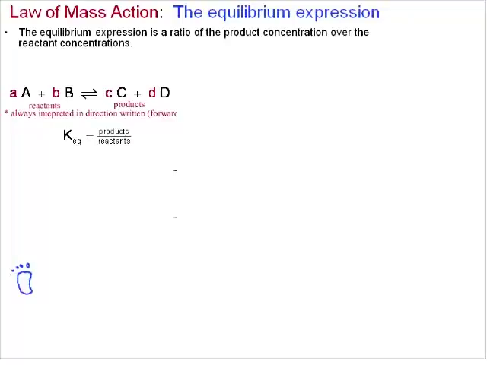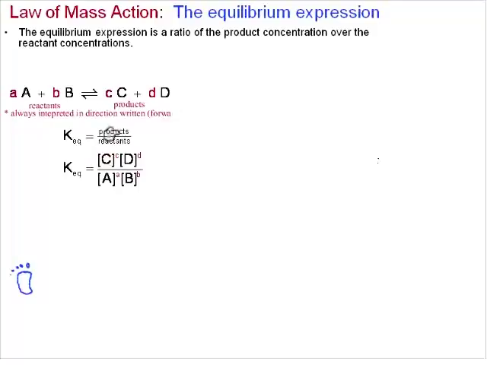Now you notice we've done something a little different here. We're saying it's the concentration of the products. The square brackets represent concentration. The little c and the little d are the exponents of the concentration.